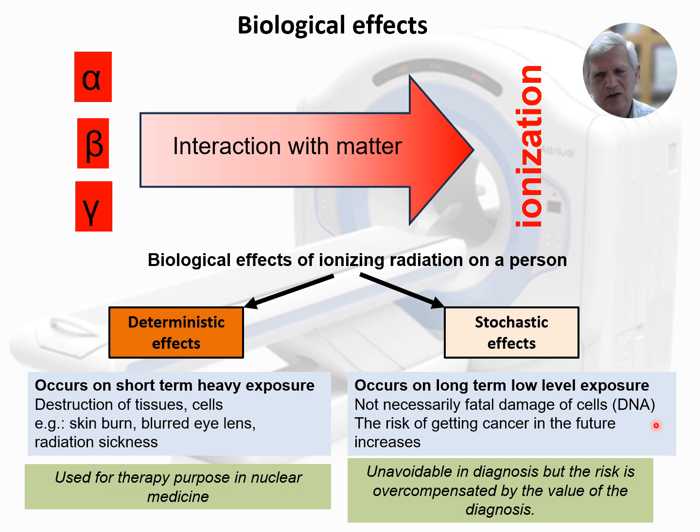If there is just a partial injury of the cell, there is a risk that the propagation of the cell will be uncontrolled, which means a tumor. So the risk of getting cancer in the future increases as a consequence of the stochastic effect. I have to tell you that it is not possible to avoid. So this is unavoidable in diagnosis, but the risk is overcompensated by the value of the diagnosis the doctor can have when gamma radiation, mostly gamma radiation, is used for diagnostic purposes.